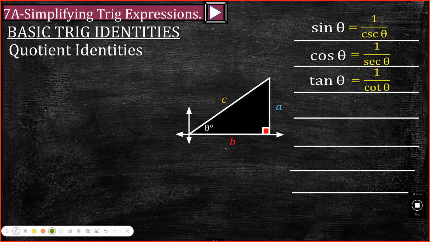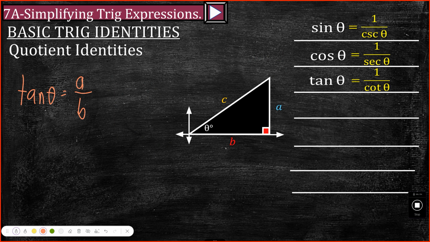We're going to go now to quotient identities. What are these quotient identities? Okay, so here's something else that is also true. Tangent theta. What is tangent theta equal to, we just said? What letter over what letter? What side over what side? A over B. A over B.